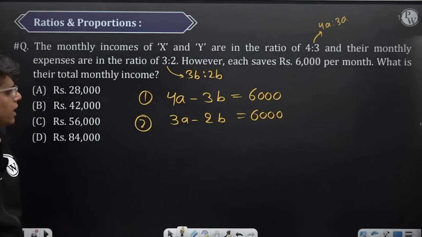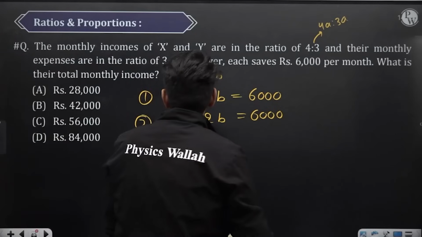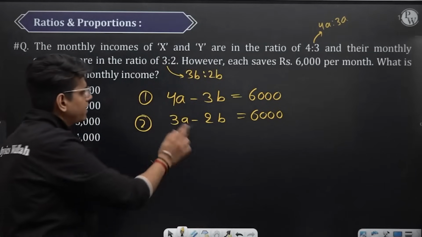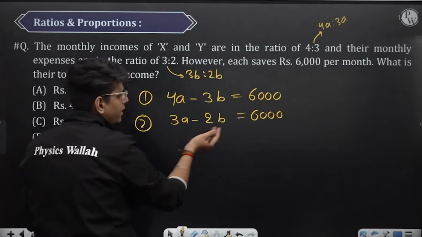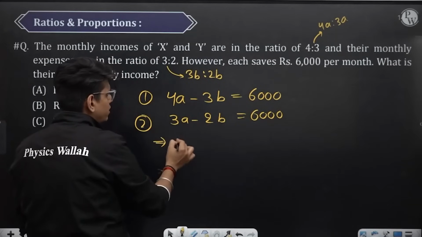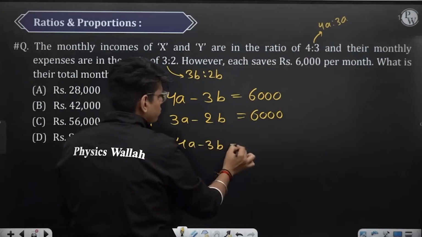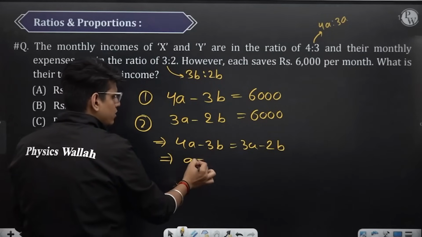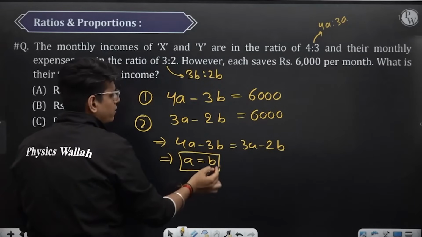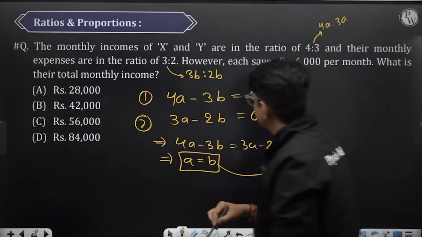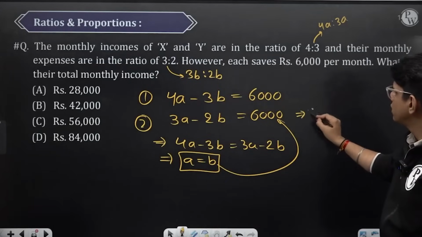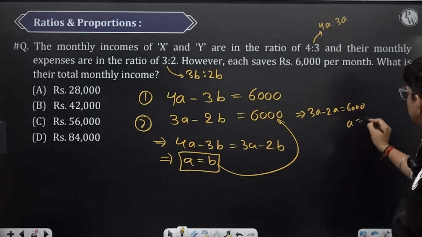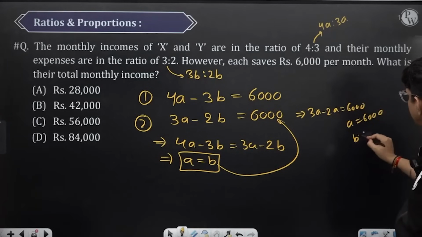Done? Okay. Now, what you can do is try to equate these, right? If I equate both equations, both are 6,000. So 4 of A minus 3 of B equals 3 of A minus 2 of B. The 3 of A will come here, so A equals B. Now A equals B, if I put in this, so 3 of A minus 2 of A equals 6,000. So A equals 6,000 and B equals 6,000.